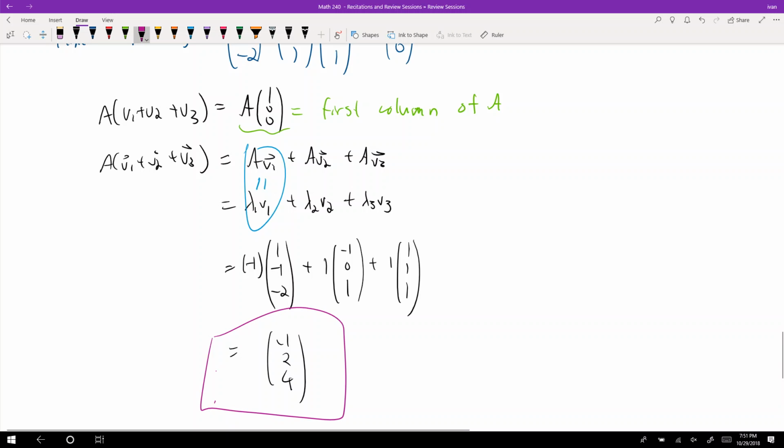So what's really cool about eigenvalues and eigenvectors is that I can find columns of matrices without even knowing what that matrix is, right? We don't even know what A is, we just know what the first column is.